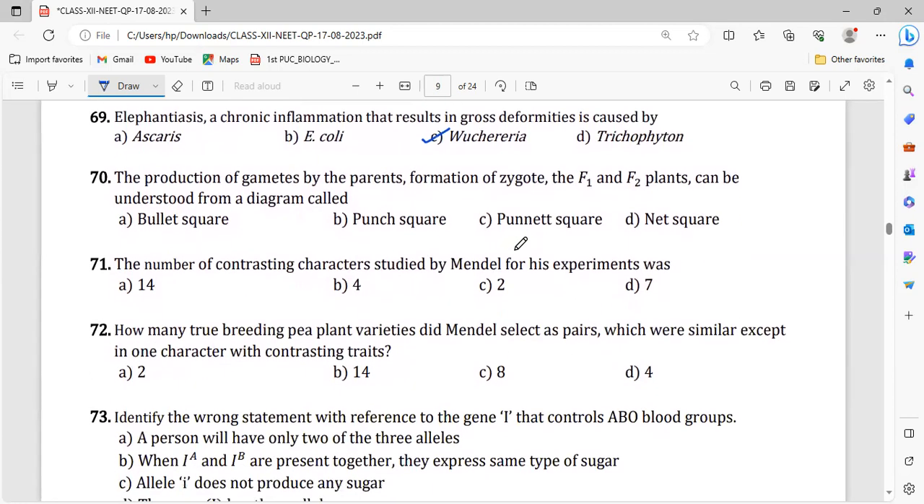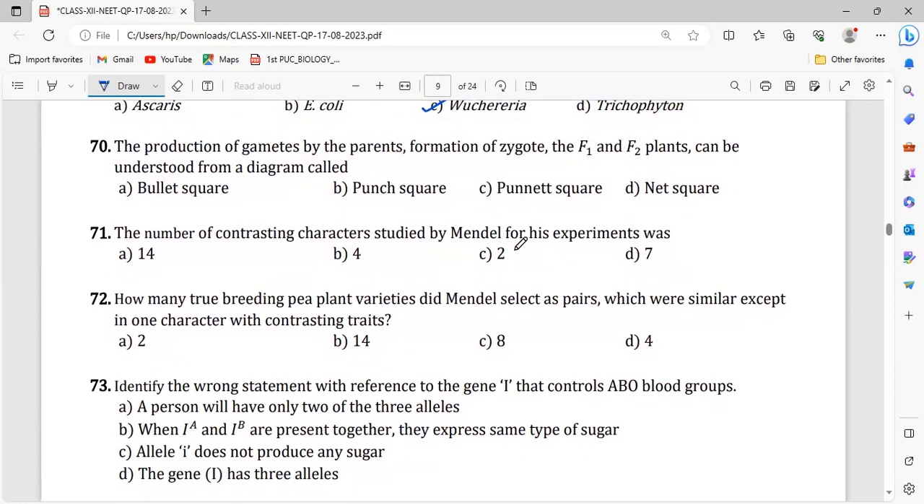Now we shall see the questions from principles of inheritance and variation. The production of gametes by the parents, formation of zygote, the F1 and F2 generations can be understood from a diagram. So it's a direct question, it's the Punnett square. Number of contrasting characters studied by Mendel. So they are asking about the contrasting characters. There are totally 7 characters.